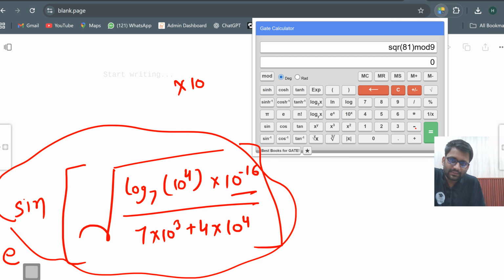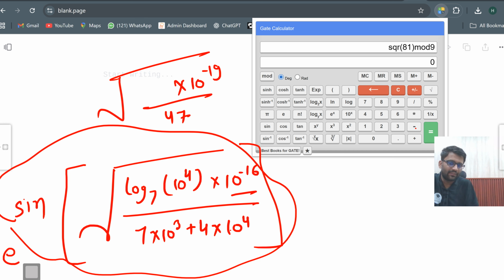So on this side, what I would do is 10 to the power minus 19, then whatever the calculation is there, and downward I am having 47, because 40 plus 7, 47 into 10 to the power 3. So this goes at 10 to the power minus 19. Okay. So 10 to the power minus 19 divided by 47. And then here log base 7 of 10 to the power 4 we are having. So now I will do this calculation using the calculator.